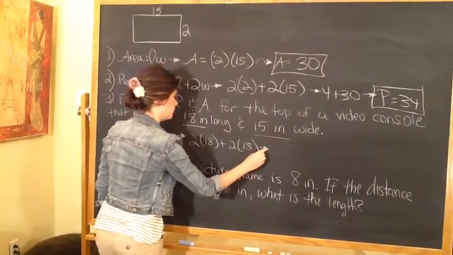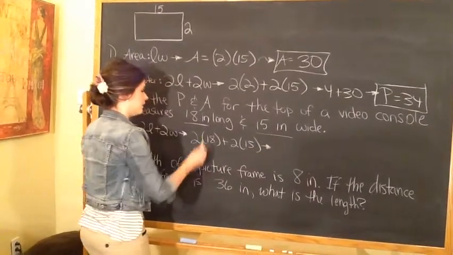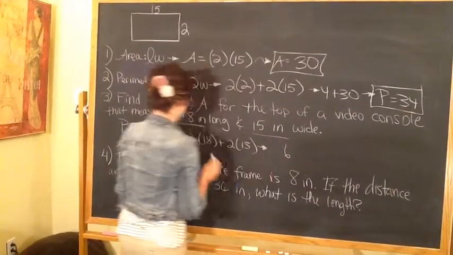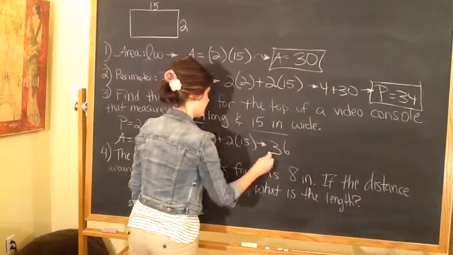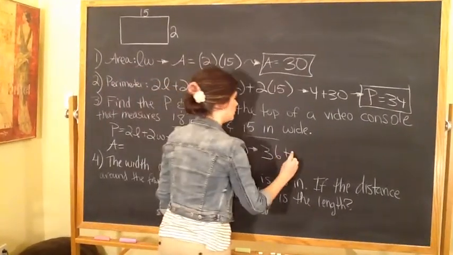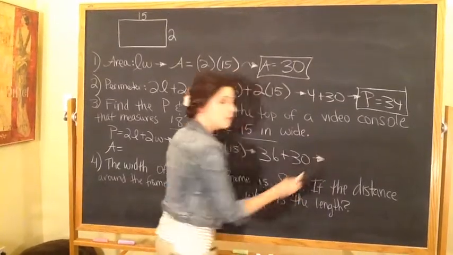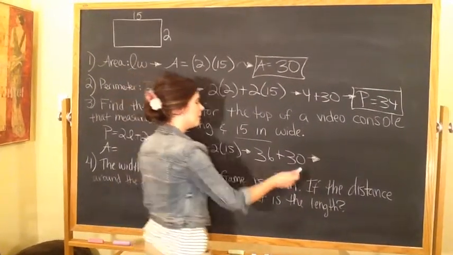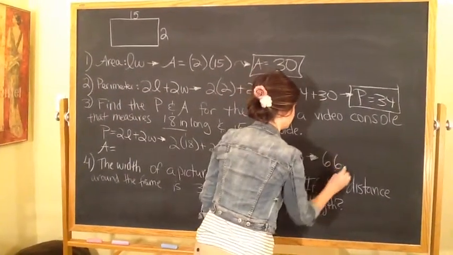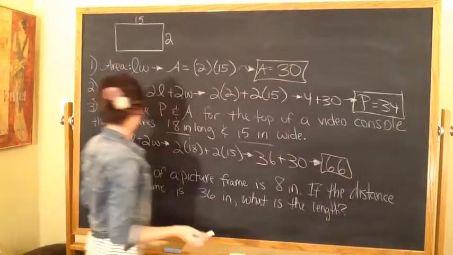Alright, 2 times 18 is going to give us 36. And then 2 times 15 gives us 30. And so we're going to go ahead and add them up. So 36 plus 30 is going to give us 66. So that is our perimeter.